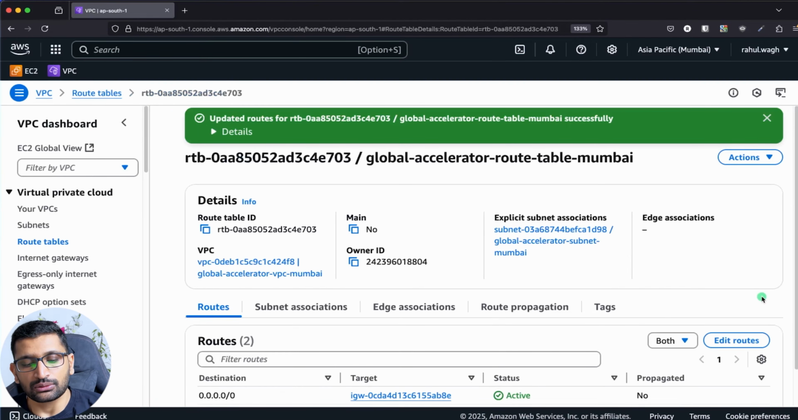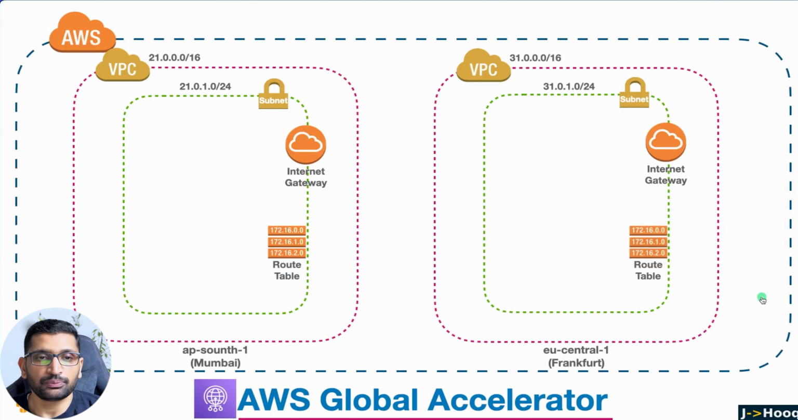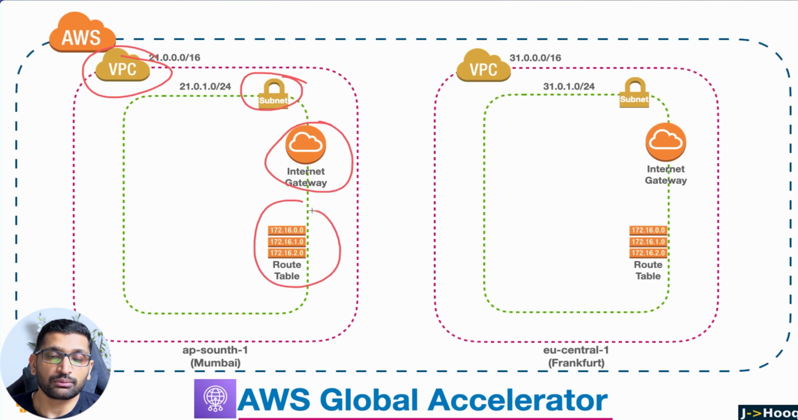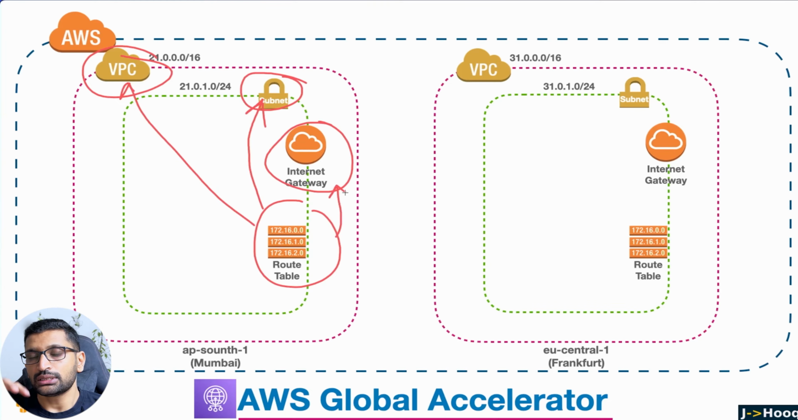And now if you see this particular diagram over here, everything is ready from the networking side of the thing. We have VPC, we have subnet, we have internet gateway, we have route table in both the regions. And this route table is also associated with VPC, it is also associated with our subnet, and it also has a route for the internet gateway. So our VPC and subnet are ready, and now we can deploy our virtual machines as well.